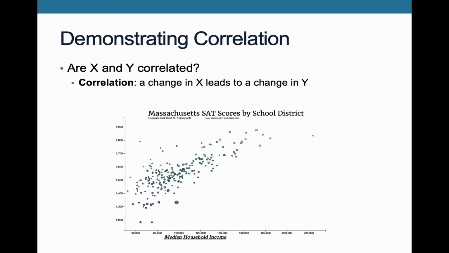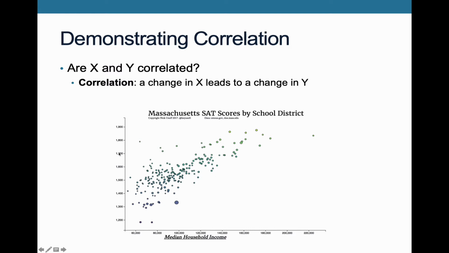The first part we need to do is show correlation. We need to say, yes, x and y are indeed correlated. When we say correlation, this means that a change in x leads to a change in y, that when you see x, that helps you predict what y is going to be.